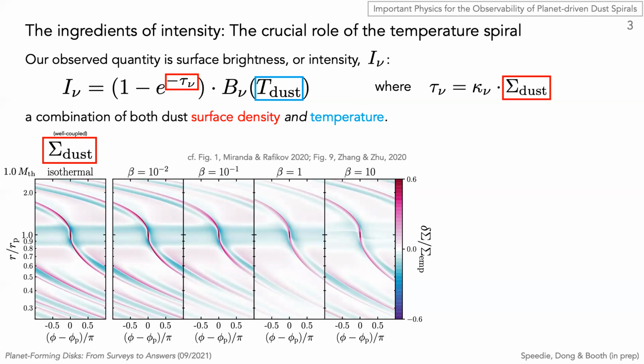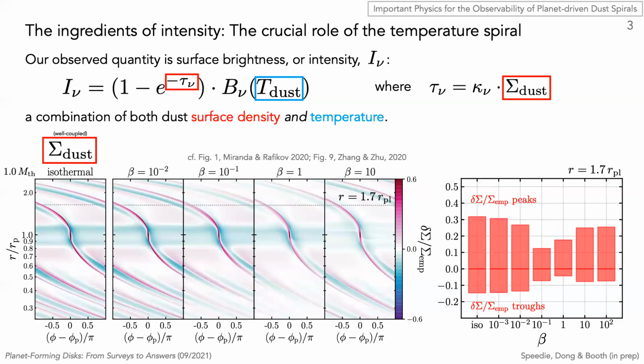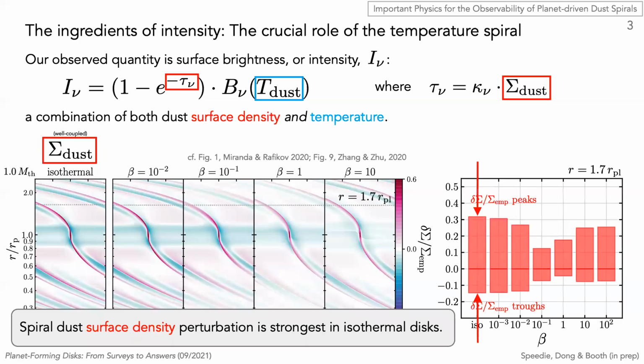So looking at the surface density alone, we can see that the spiral density perturbation is strongest in isothermal disks versus adiabatic disks. So just to make this comparison clear, here's a bar chart showing the peak amplitudes and the trough amplitudes at 1.7 times the planet's orbital radius. We can see that if the gas cools effectively instantaneously, as in the isothermal case, then all the spiral energy goes into the density compression, and this yields the strongest surface density perturbation. Naively then, we might expect spirals to be most prominent in surface brightness in disks that are isothermal.